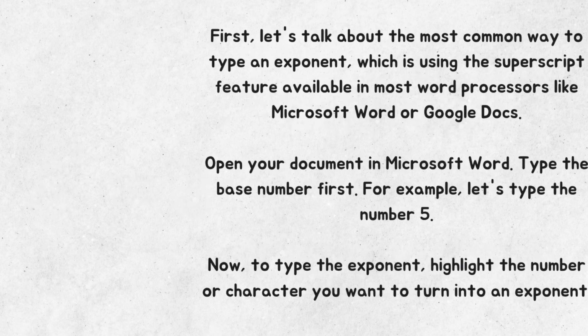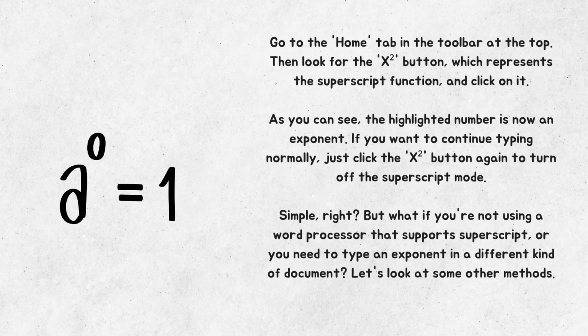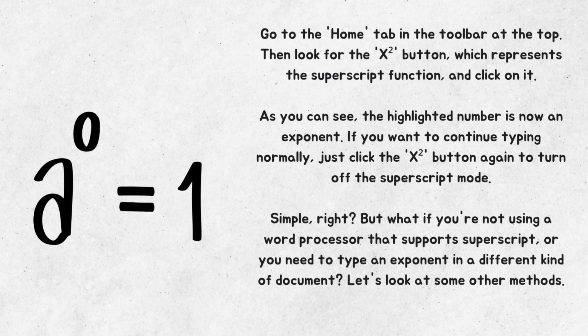superscript feature available in most word processors like Microsoft Word or Google Docs. Open your document in Microsoft Word, type the base number first. For example, let's type the number 5. Now, to type the exponent, highlight the number or character you want to turn into an exponent. Go to the Home tab in the toolbar at the top, then look for the X2 button, which represents the superscript function, and click on it.